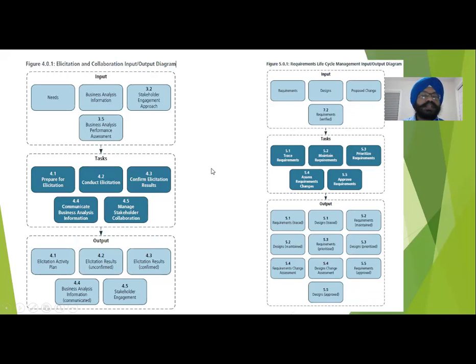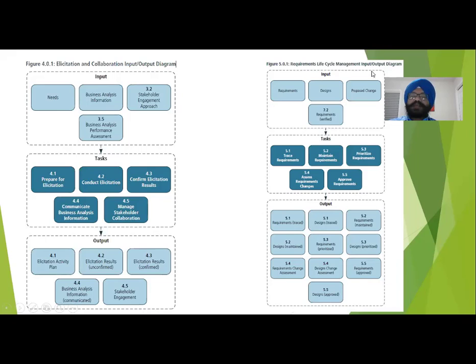Again, these are very detailed diagrams, just to show that all these diagrams look very similar. This is another knowledge area known as elicitation and collaboration. Elicitation is more for extracting the requirements and validation, prioritizing all that part. These are the inputs here which are identified. Tasks, let's say we are doing prepare for elicitation, in this elicitation activity plan, conduct it. So that means all these tasks have corresponding output as well, which you see in the bottom block.